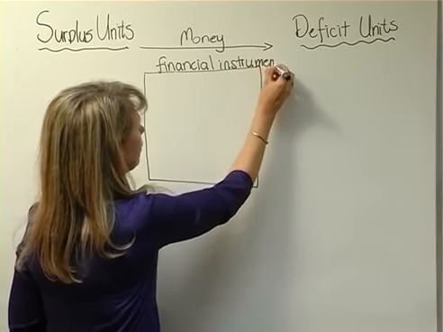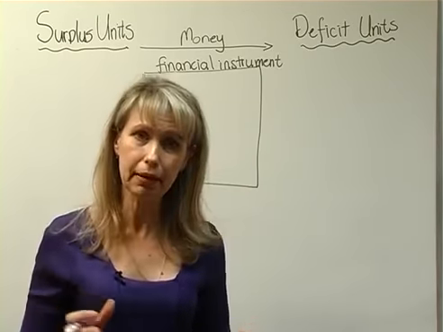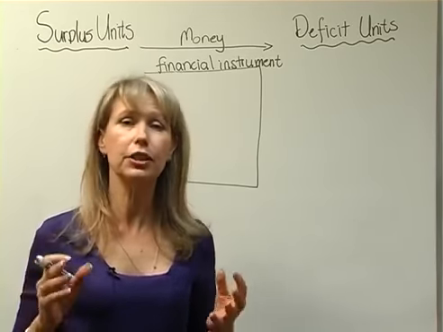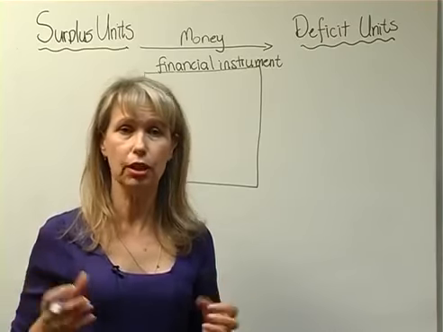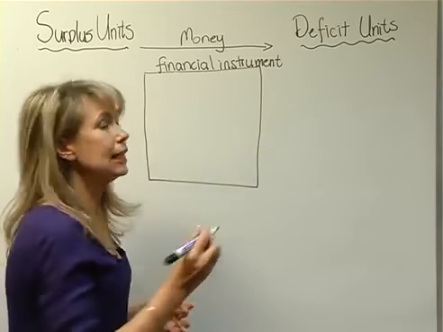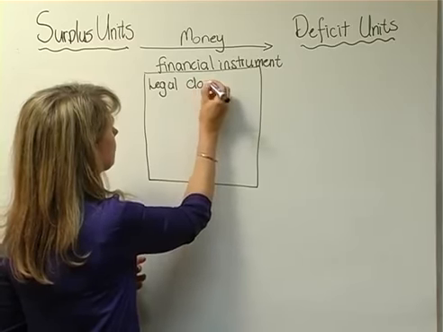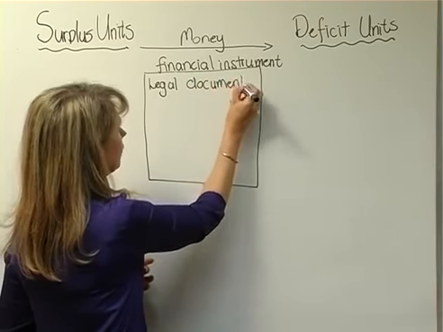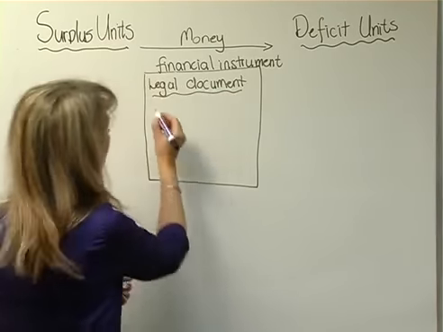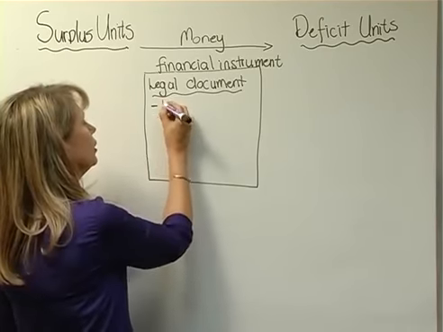Now, in previous times, financial instruments used to be printed on paper. Nowadays, that's no longer true. They can be printed on paper, but often they will just exist on a computer or somewhere in a database. But a financial instrument is still a legal document, and it is a legal document that will tell you that you are entitled to future returns.